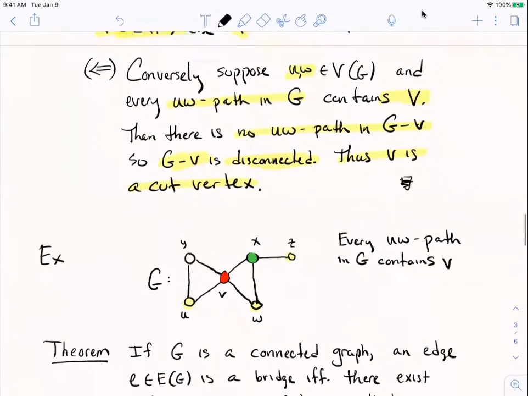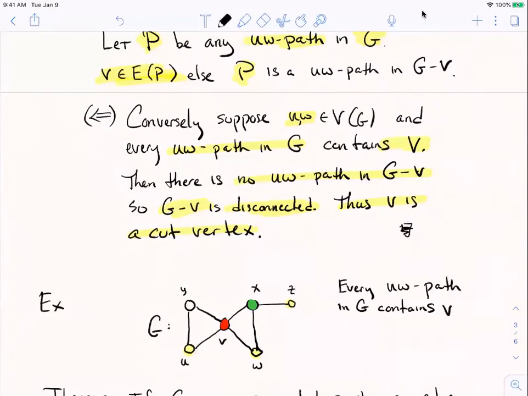We already looked at this example, but again, you can stop the video and look at it if you want to. Every path between U and W goes through V. Every path between Z and any vertex that you like other than X goes through X. So those are both cut vertices.